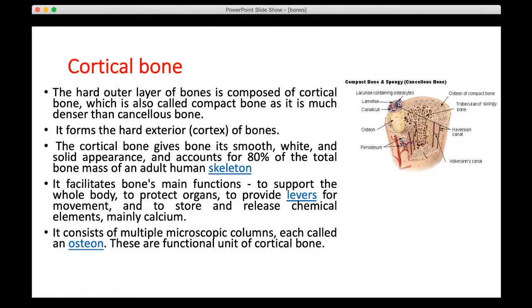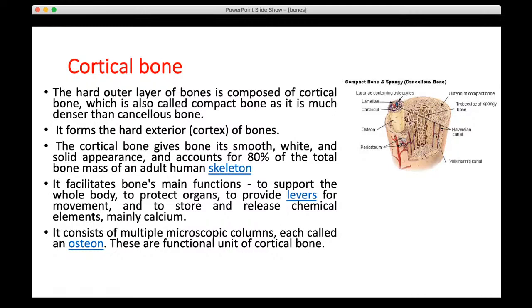So the first, cortical bone, is basically the harder part. The harder outer layer of bones is composed of cortical bone, and it is also known as compact bone. This is another name for cortical bone, and it is much denser than cancellous or spongy bone. That is the other type, and it forms the hard part of your bones, and it is present.